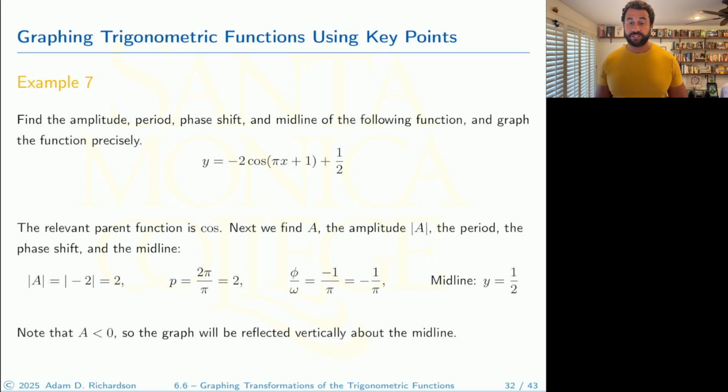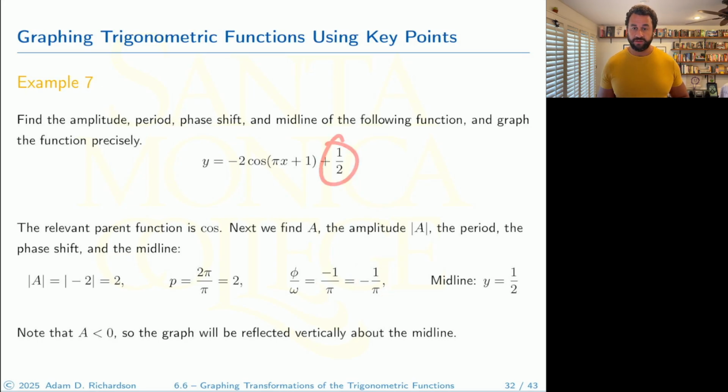Now, here's one catch, so be careful. The phase shift here is actually negative. So this needs to be a negative sign. In this case, it's positive, so our phase shift is actually to the left. It's -1/pi.